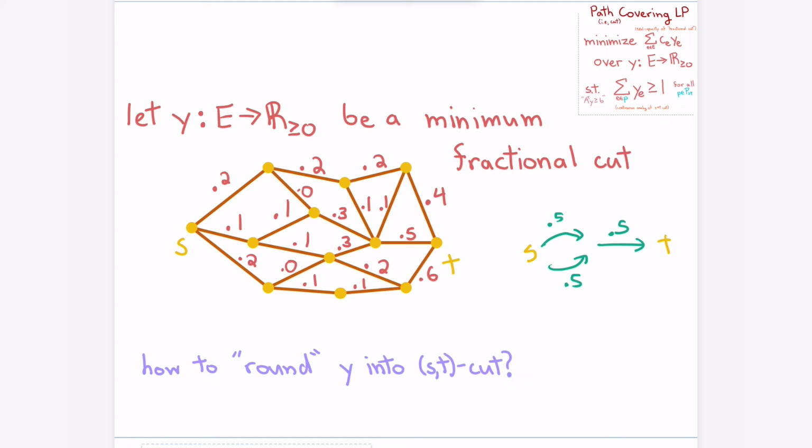Okay, how about this as a hint? What's the distance from S to T in this graph if we treat those as edge lengths? It's going to be at least one. Does that help? You can assume they're all short paths. The LP will be smart and not give you much slack. There'll still be a lot of shortest paths.